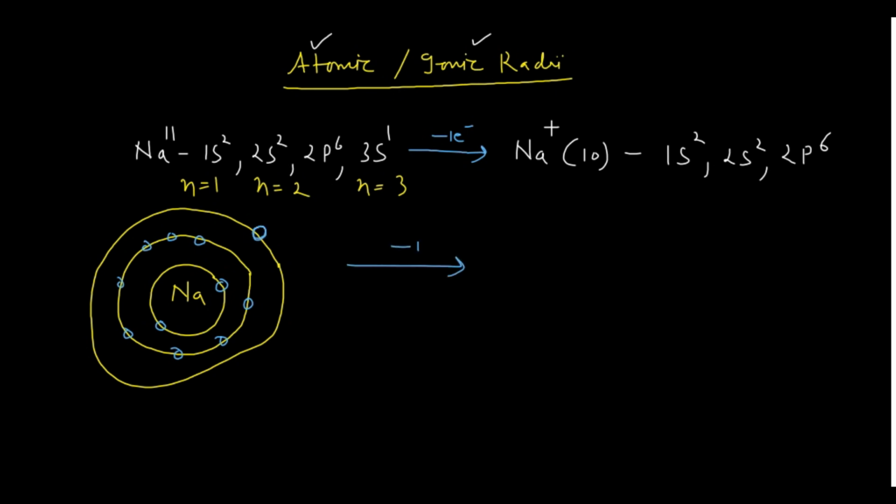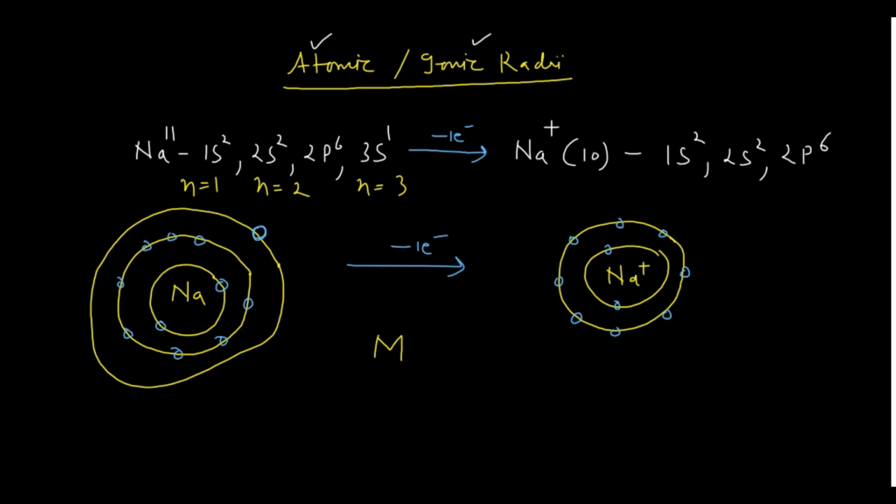And if you remove 1 electron from here, what will happen? You will end up with sodium positive. If you fill the electrons again, 1, 2, and 1, 2, 3, 4, 5, 6, 7, 8, you can clearly see that when you remove 1 electron from here, the 3s shell vanishes. It goes away, and you are left with this. So that's why your cation is smaller than the parent atom. You should remember this especially for the alkali metals, and for the alkaline earth metals also. Your M positive ion is always smaller in size than M.